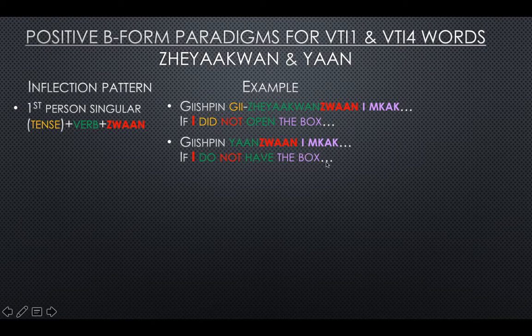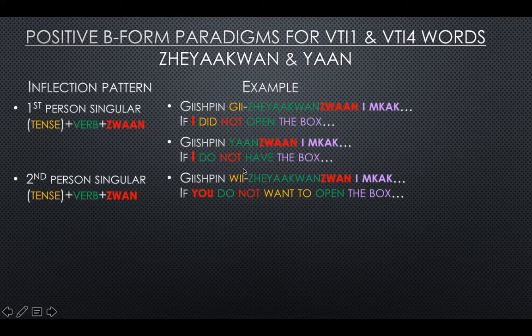Moving on to our second person singular example. Second person singular, verb, and then instead of zwan, we're saying zuan. So it's short A ending. So gishpen wi jea kwan zwan im kuk. Sorry about that. If you do not want to open the box.